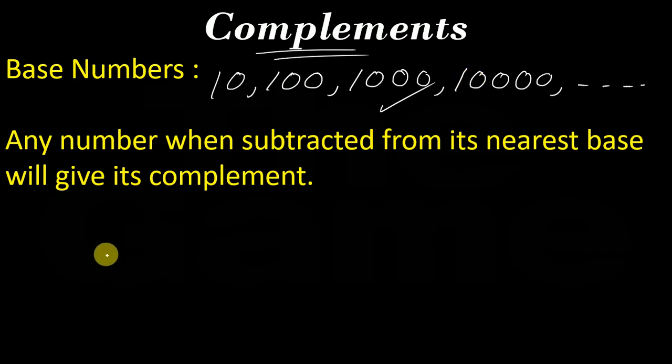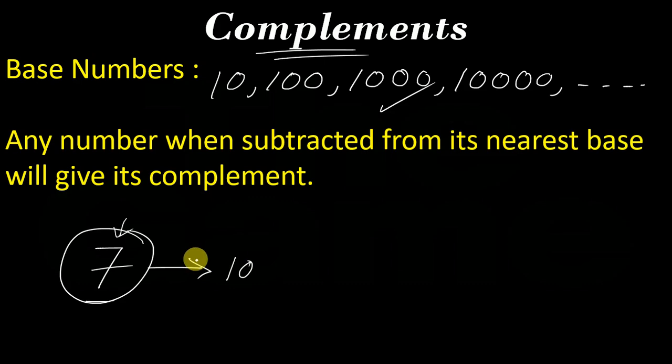Then if I ask you what will be the complement of 7, that means it is a single digit number. I am asking you what will be the difference between this single digit number and its nearest base. So it is a single digit number, its nearest base will be 10. The base of a single digit number is the smallest 2-digit number. The base of a double-digit number is the smallest 3-digit number and so on. Okay. If I ask you what is the complement of 82, it is a two-digit number.